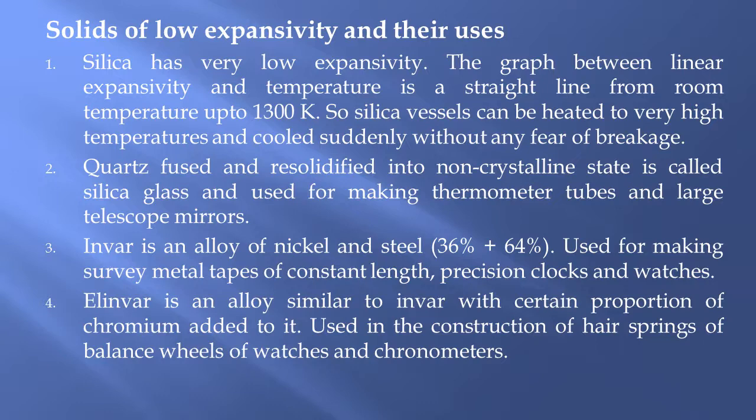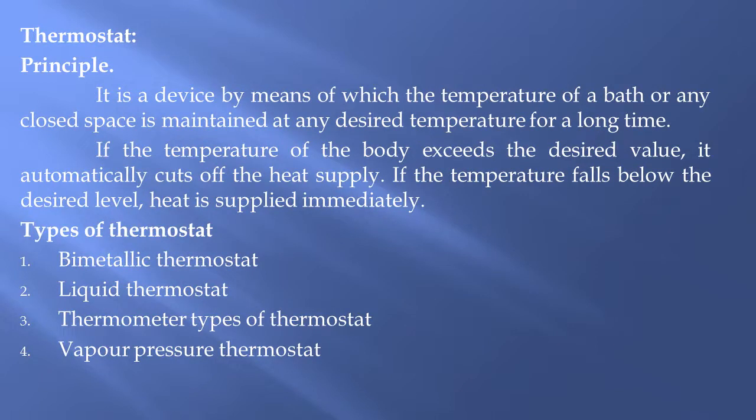Next, invar is an alloy of nickel and steel, that is, it is a mixture of 36% of nickel and 64% of steel, and invar is used for making survey metal tapes of constant length, precision clocks and watches. Elinvar is an alloy similar to invar with a certain proportion of chromium added to it. It is used in the construction of hairsprings of balance wheels of watches and chronometers.